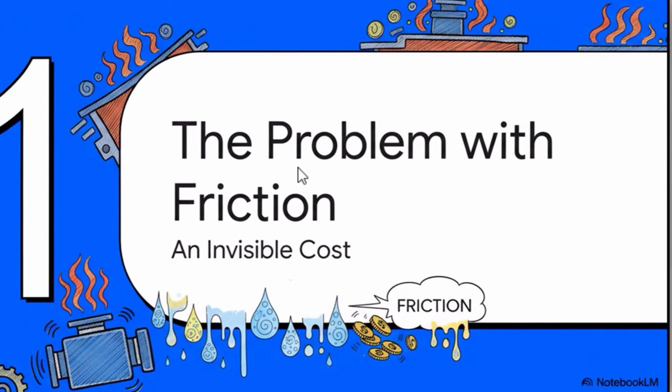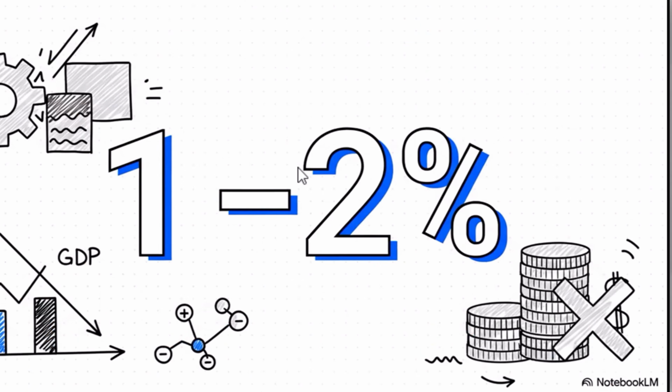Okay, so to really get this, we have to start with a problem that affects every single one of us every single day: friction. You know, it's that force that's constantly wearing down our machines, making our engines run hot, and just wasting a truly colossal amount of energy. But how much energy are we talking about, really?